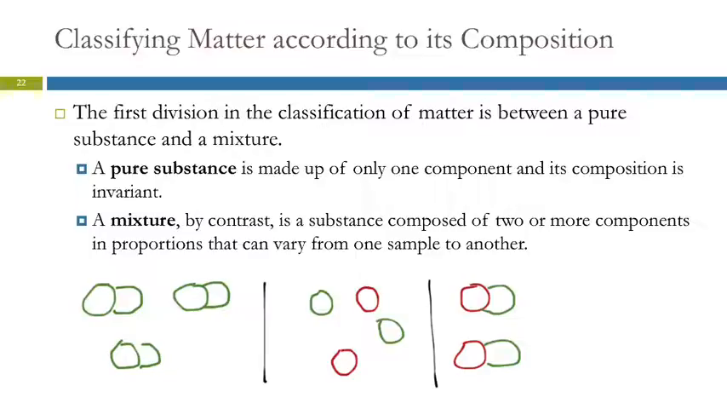In a mixture, you can have different proportions. Here I have an equal number of green and red, but I could throw another red one in there. Let's do that. I could throw a couple more red ones in there. It's a mixture. I can vary the ratio of red to green. Over here in this pure substance, if I put a red one in, I also have to have the green one that's attached to it. So the composition of a pure substance is always the same. The composition of a mixture can vary.